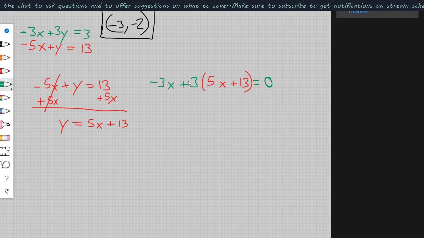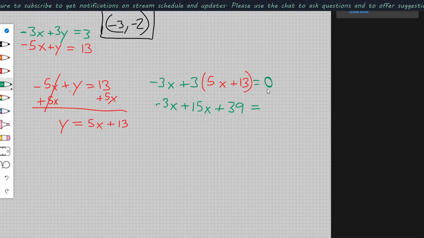equals 3. So now we need to solve as if it was a multi-step equation. We're going to distribute the 3 into the grouping symbol. So negative 3x plus 3 times 5, which is 15x, and then 3 times 13, which is going to be 39. And that doesn't equal 0.